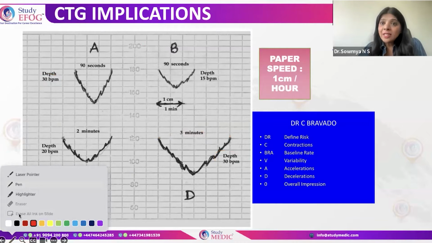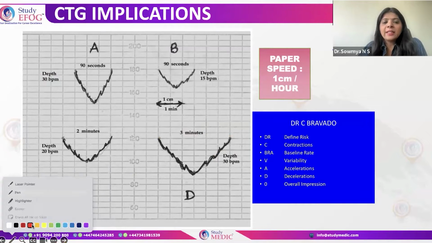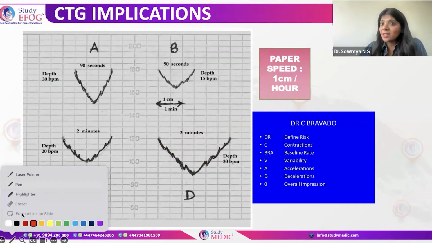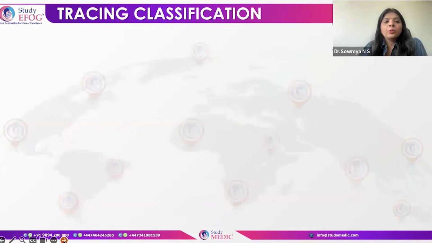So this is how you interpret your decelerations: the time and the duration, and also how far it is falling. Whenever the deceleration is lost, for example, here, the deceleration has picked up, but if it is falling continuously like this, once it crosses more than 3 minutes, you call that prolonged bradycardia, which is a pathological feature. Okay, so let's move on to the next one.